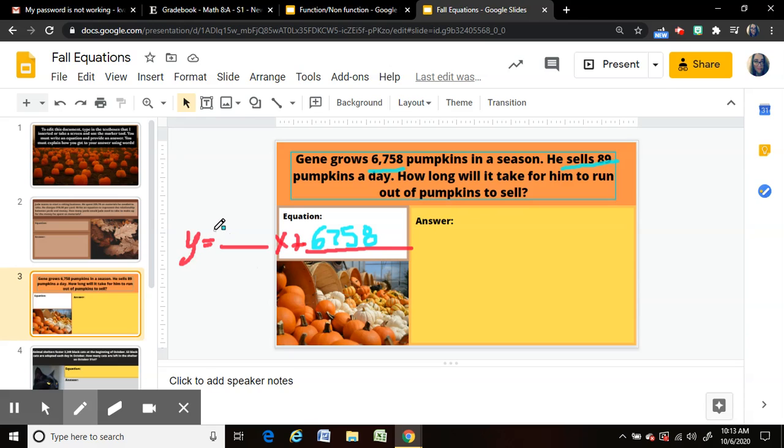So actually our slope is going to be a negative 89 because it takes away from this starting point. And then from here, I got to figure out how long it's going to take until I'm at 0 for y.